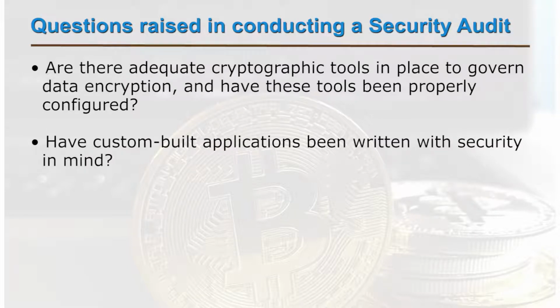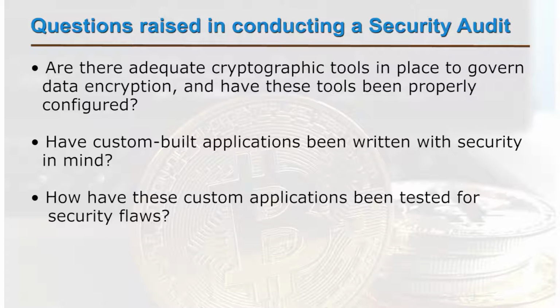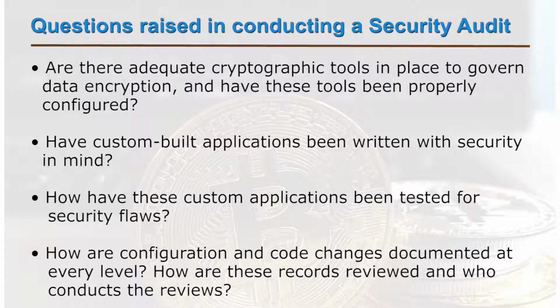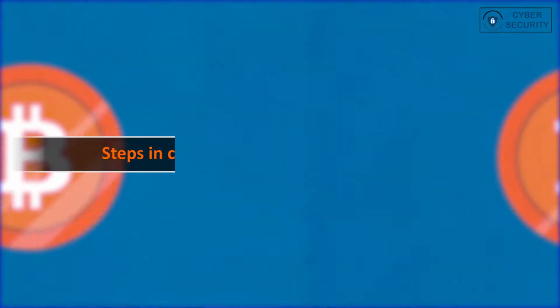Have custom built applications been written with security in mind? Have these custom applications been tested for security flaws? How are the configuration and code changes documented at every level? How are these records reviewed, and who conducts these reviews? These are the fundamental questions that should be assessed by a security auditing mechanism. By answering these questions honestly and rigorously, an organization can realistically assess how secure its vital information is.